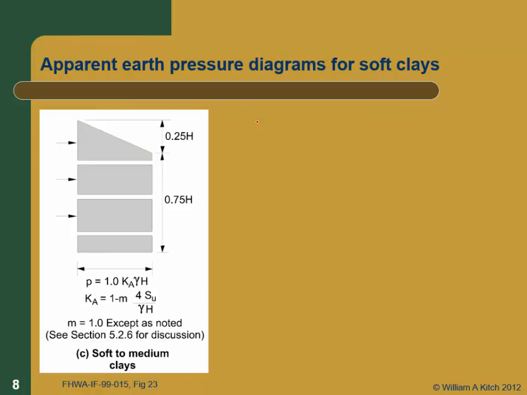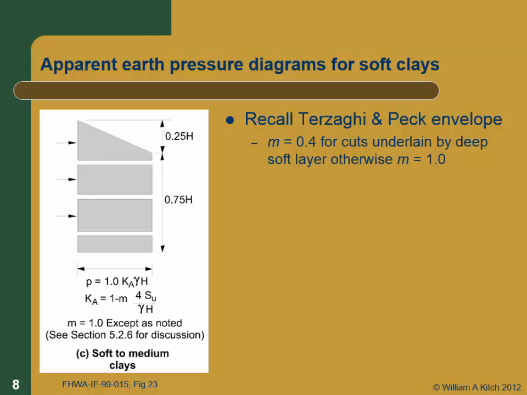For soft clays, the design is different. Remember the Terzaghi and Peck envelope, we used M times 4 times Su, and remember M was equal to 0.4 for cuts that were underlain by a deep soft layer, and M was equal to 1 for the ones that weren't underlain by a really deep soft layer. Remember, that was just an empirical way to match the loads that we saw in the Norwegian database where they had deep, deep soft clays. What we're really saying is the earth pressures are different when we have soft material below the base rather than above.